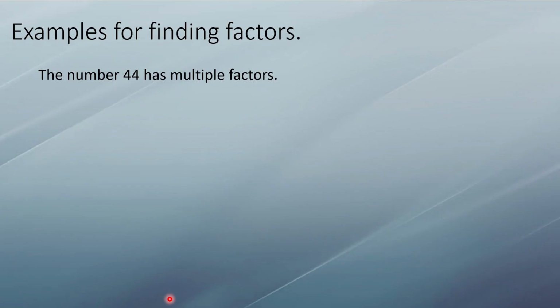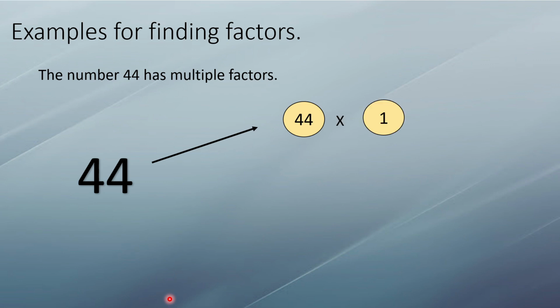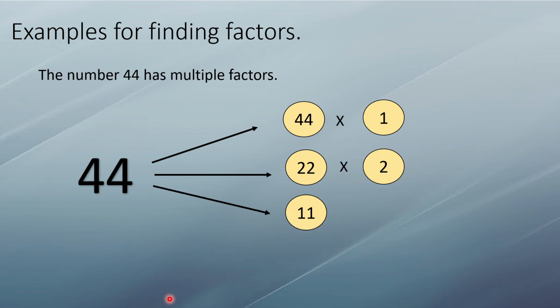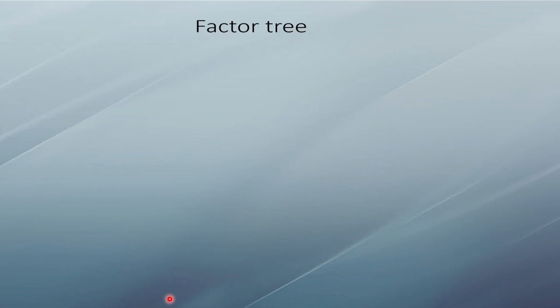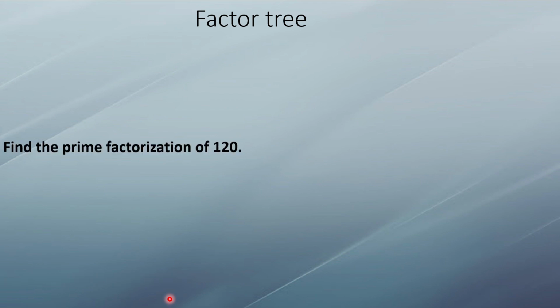So the number 44 has multiple factors. For 44, we can have 44 times 1, and also 22 times 2, and 11 times 4. So the factors of 44 are 1, 2, 4, 11, 22, and 44, the number itself. So now, let's move on to the factor tree.